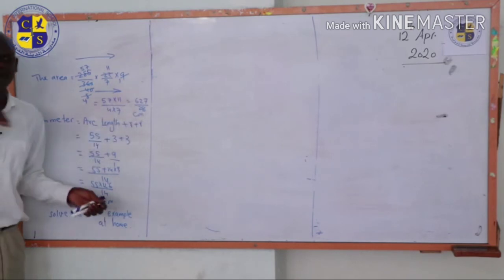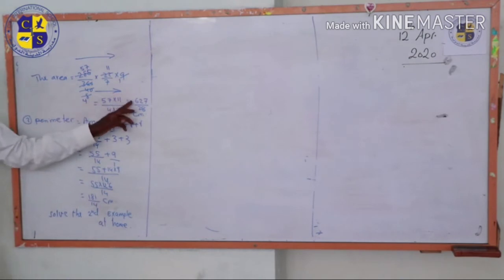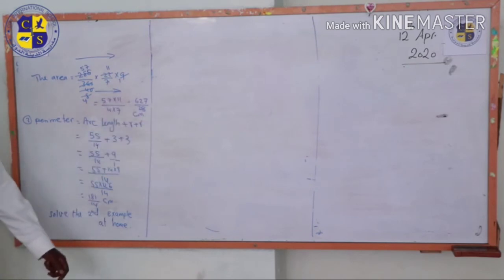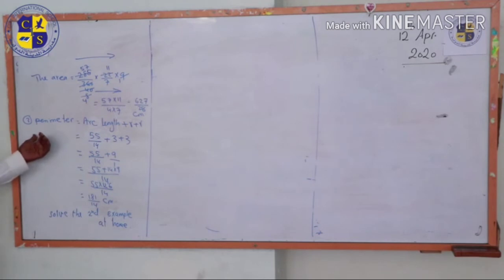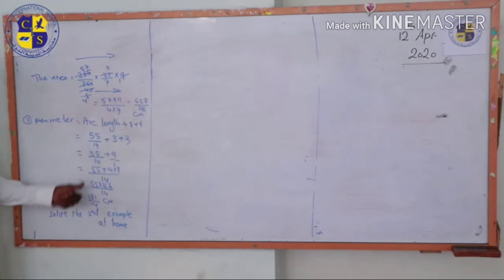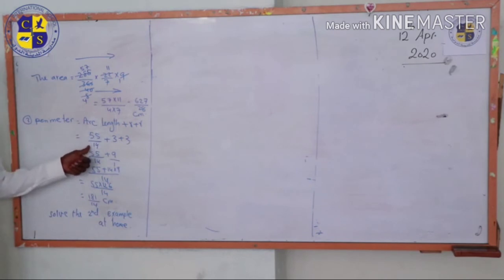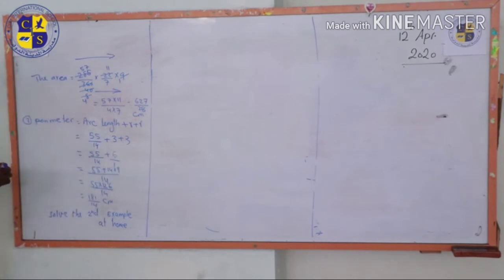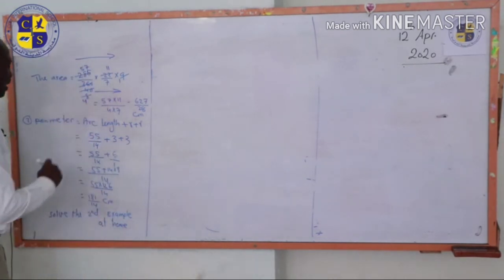You can use long division to change this fraction into a decimal, or no need, write it as it is. It is 627 over 28. Now calculate the perimeter. The perimeter of the sector is equal to the arc length plus 2 radii. So the arc length is 55 over 14 plus 2 radii, 3 plus 3 equal what? 3 plus 3 equals 6.